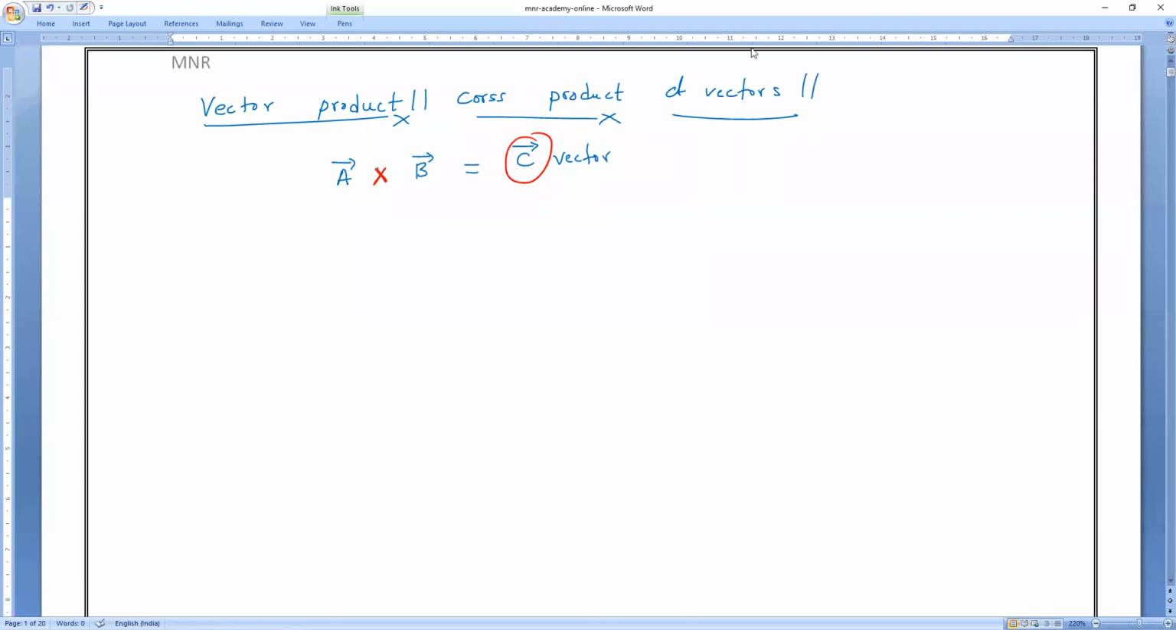For dot product I have taught you one example. Can you tell me what example I taught? Work. Remember, everyone? Work is equal to force into displacement. Both are vectors, but work is a scalar. That is why it is called the dot product.